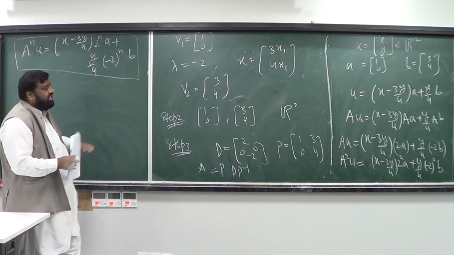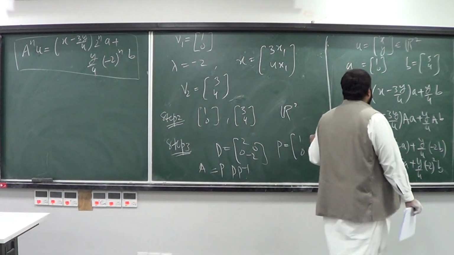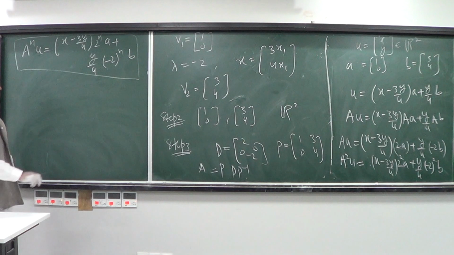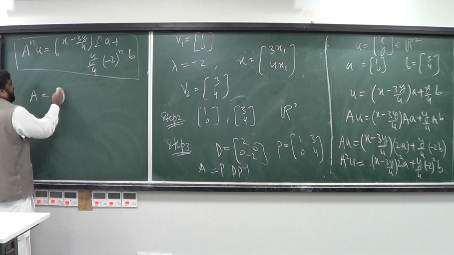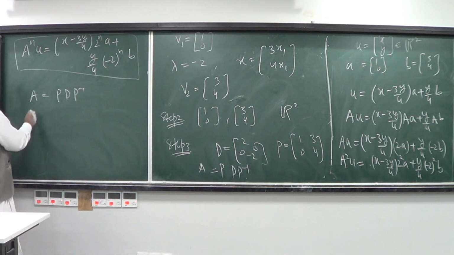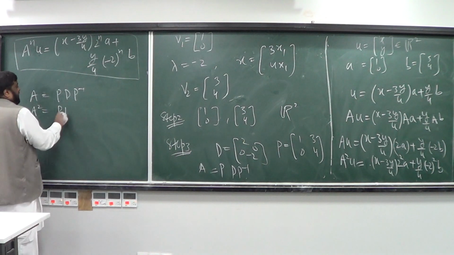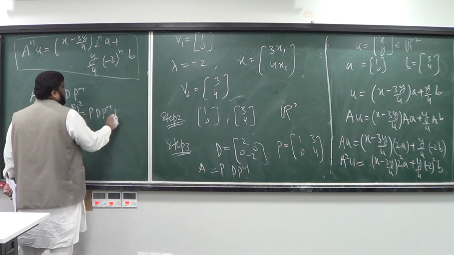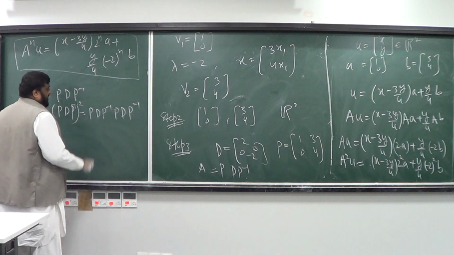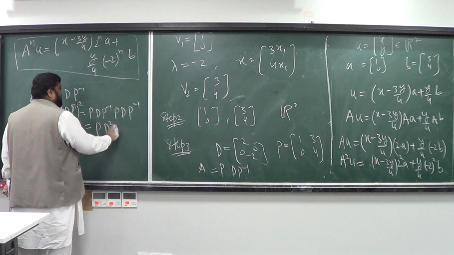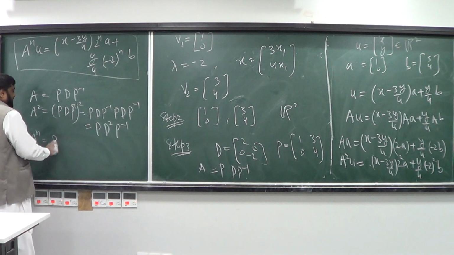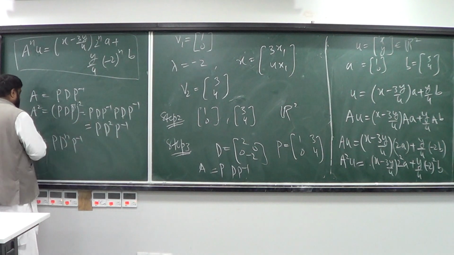So let's get the same result, but from another perspective. I know that my matrix A is P D P inverse. Question is, what would be A square? It's going to be (P D P inverse) square, which is the same as P D P inverse multiplied by P D P inverse. Therefore, P inverse P will get cancelled, and you're going to get P D square P inverse. You can even inductively show that A power n is going to be P D power n P inverse.